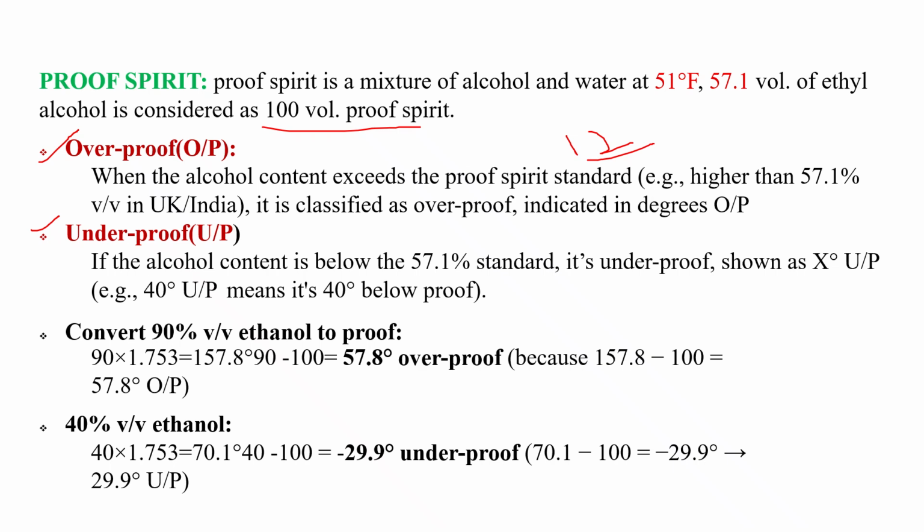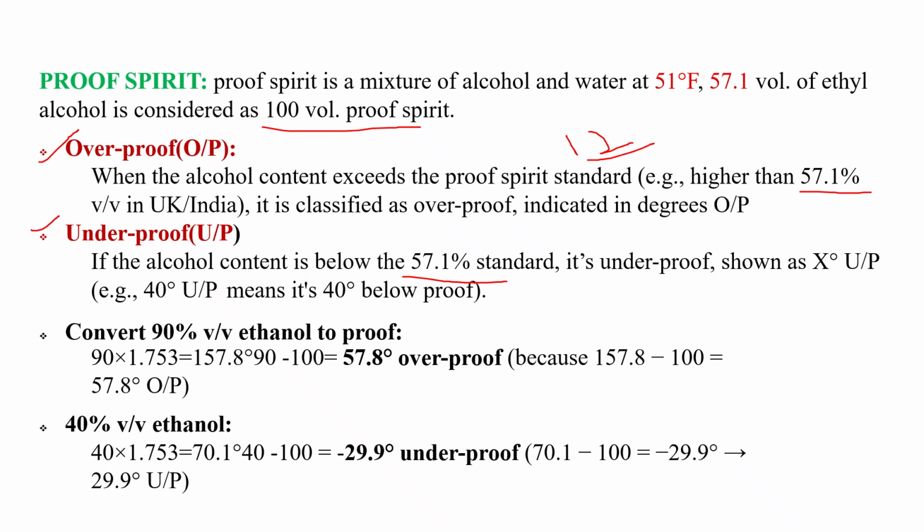So two different types of proof are there: overproof and underproof. If the proof strength is below 57.1%, then it will be underproof. If the proof strength is more than 57.1%, then it will be overproof. Underproof means below 57.1%, and overproof means higher than 57.1%. Overproof is denoted by OP and underproof is denoted by UP. Not Uttar Pradesh, it's underproof.